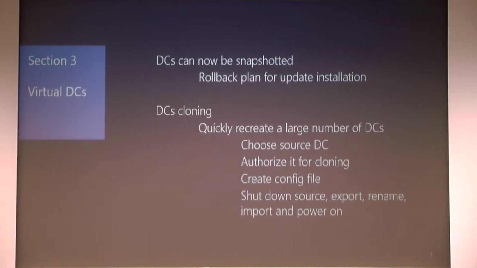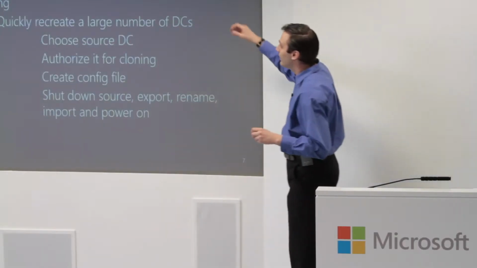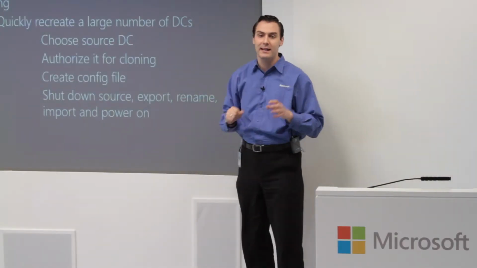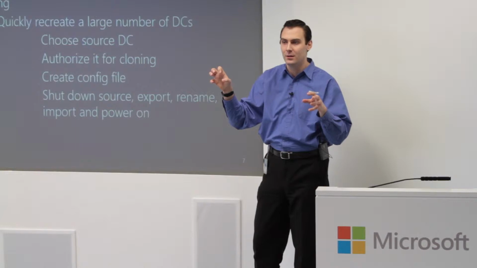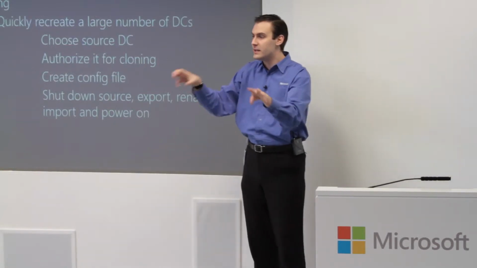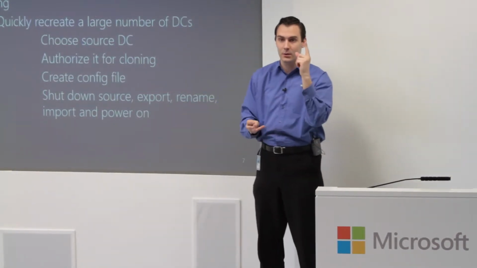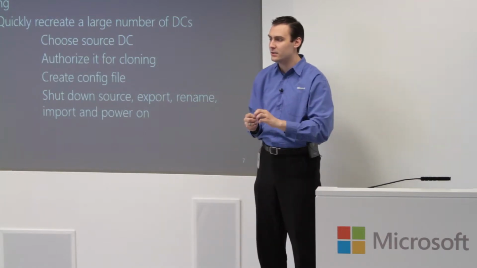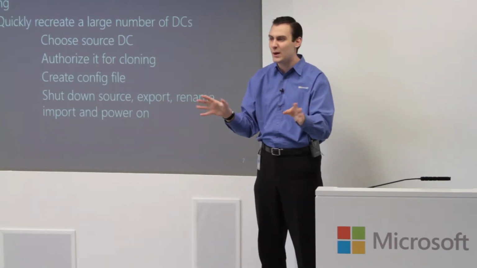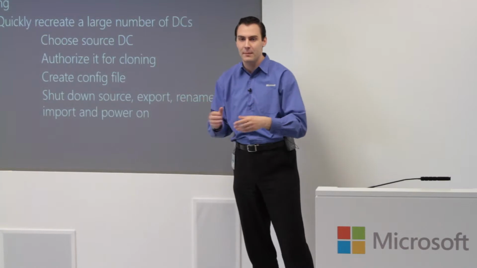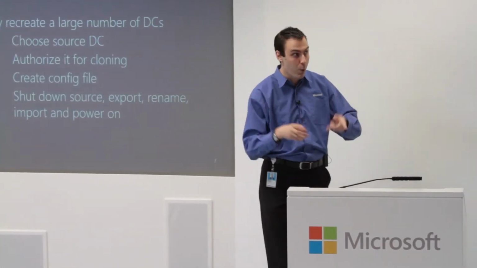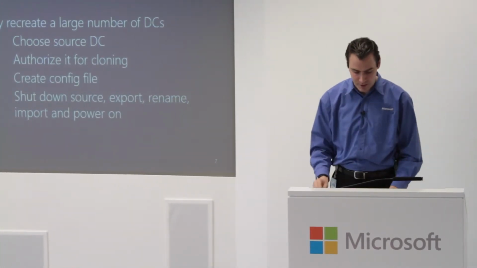For the virtual DCs, with this VM generation ID, two things. We can use snapshots, and we can make domain controller clones. We can create as many Dolly sheep as we want. Right? Take one source, create a migration configuration file, and you can create 20 domain controllers out of one in a matter of like 10, 15 minutes. We won't do this in this demo. We'll just use a snapshot.